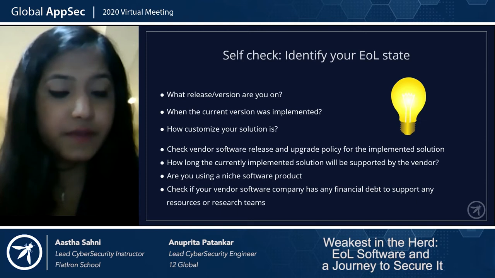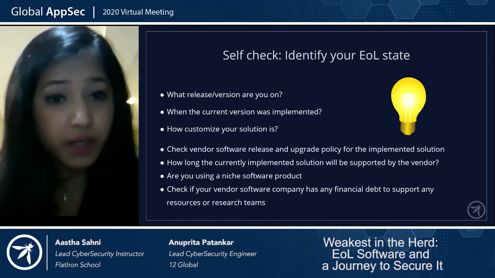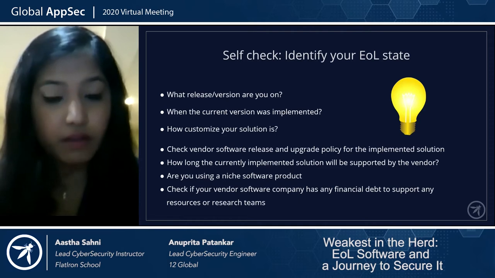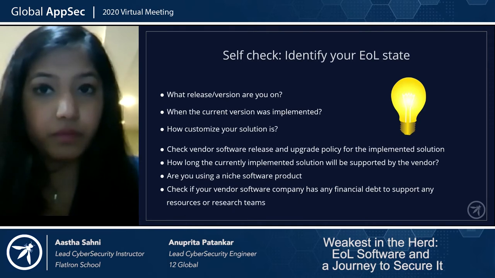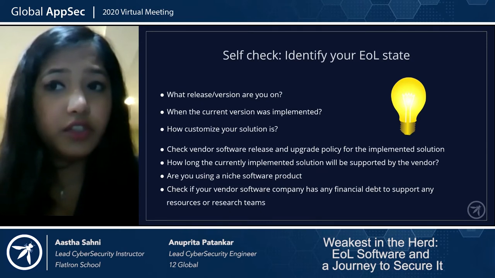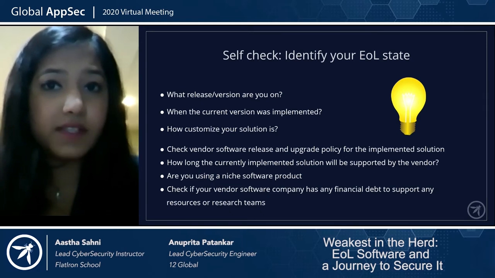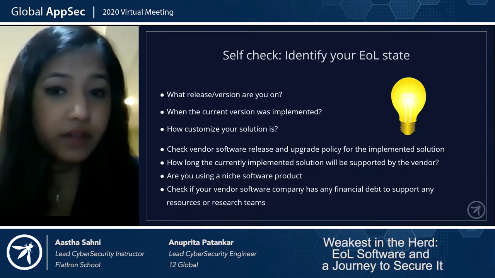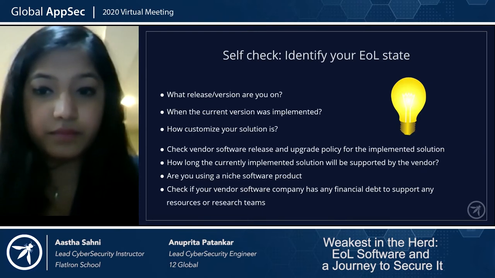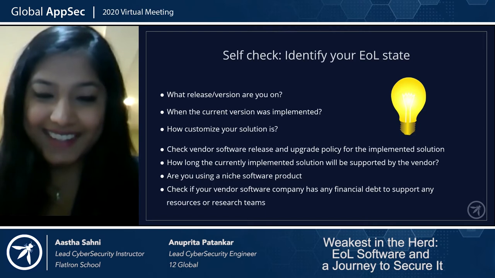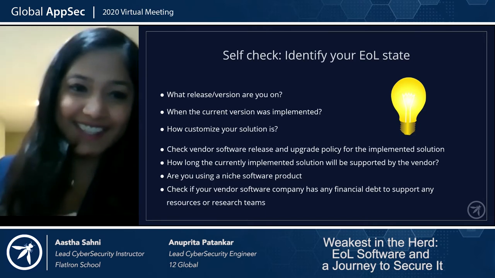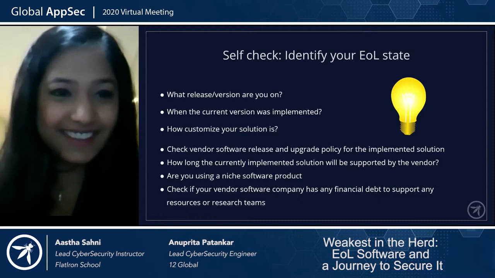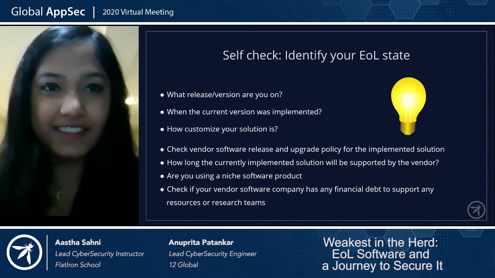The next point is when we talk about vendor, a vendor is someone who creates the software. And while creating a software, they also create software release and upgrade policies for that implemented solution. Now, do you know that what's the specific current application and how your current version will be supported by the vendor? I think I'm going to do this again. I am so sorry. Okay.